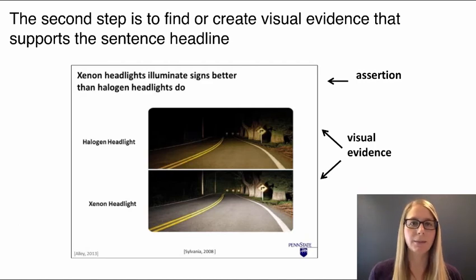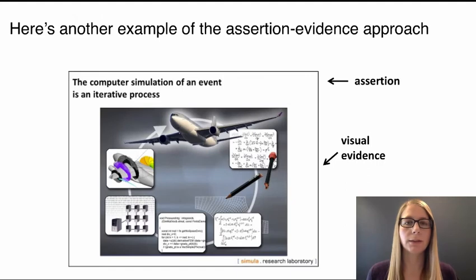So moving on to the second step of the assertion evidence approach, once you have your headline written in sentence format, the next step is to find or create some visual evidence that backs up your point. In the example on this slide, the assertion is about the xenon headlights, and the visual evidence is an example of a halogen headlight and an example of a xenon headlight. So that's perfect, right? This is the ideal application of the assertion evidence approach. On this slide, I'm just showing you another example. As you can see, the assertion is a sentence at the top, and then we have the visual evidence backing that up below.